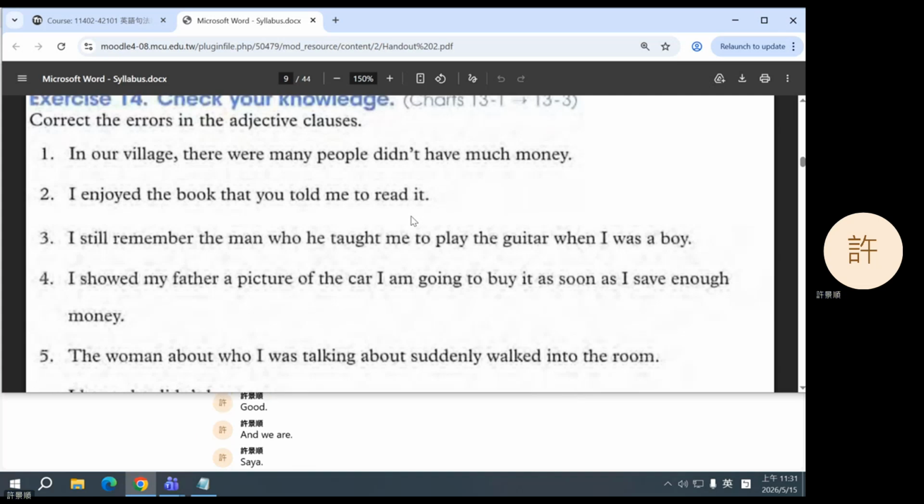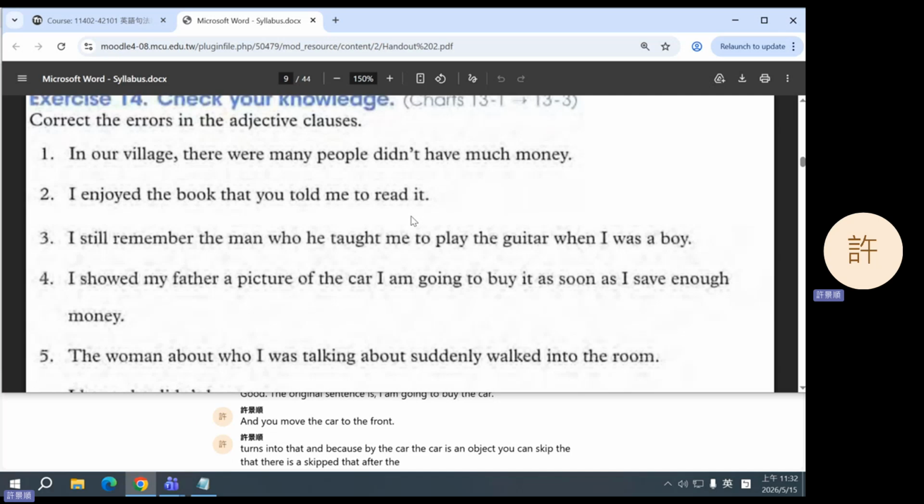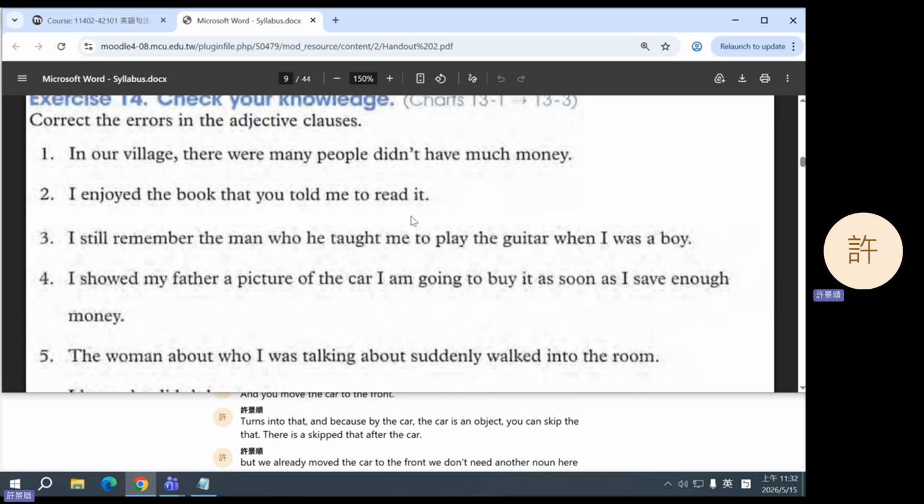Number four, please. No mistake. "I showed my father a picture of the car I am going to buy." Good. The original sentence is, I am going to buy the car. And you move the car to the front, turns into "that." And because "buy the car" is an object, you can skip the "that." There's a skipped "that" after the car. But we already moved the car to the front. We don't need another noun here. So no mistake. Good.